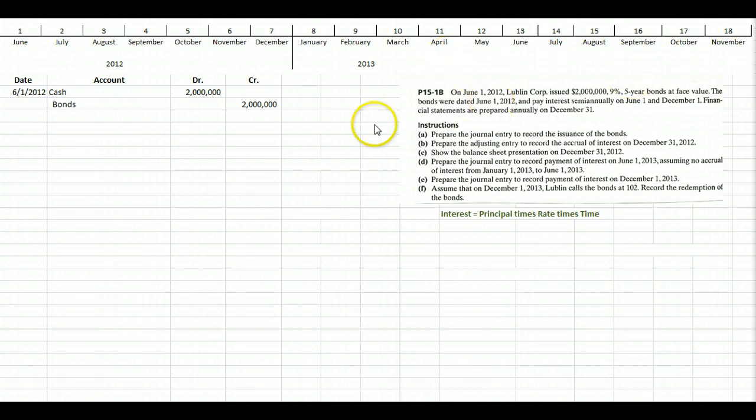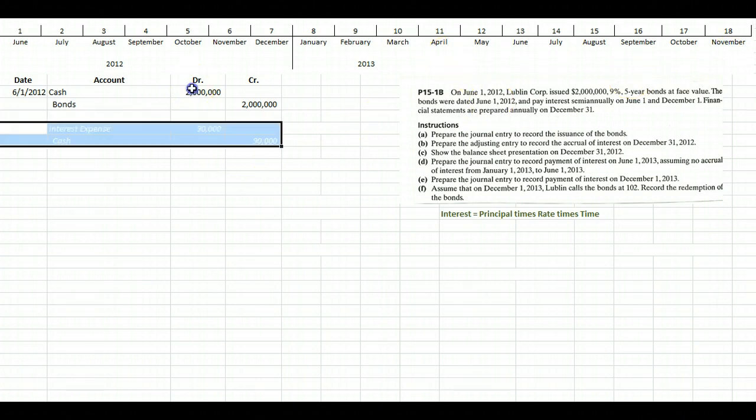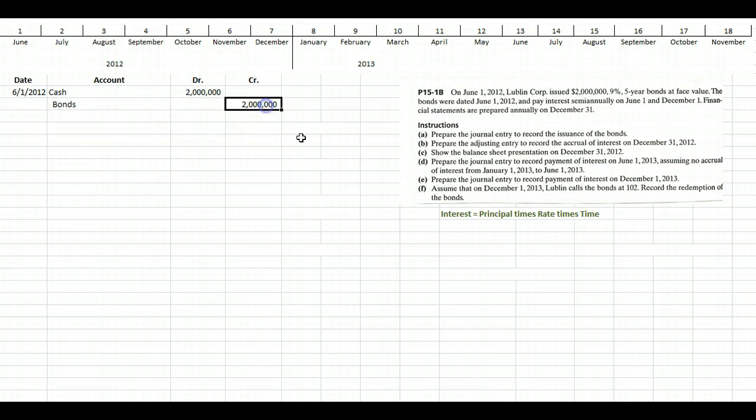On June 1st, this company issues $2 million worth of bonds. So we debit cash for $2 million and we credit the liability account bonds for $2 million. As of the day we issue the bonds, we don't owe any interest. But as each day goes by, interest accrues. So at the end of the first month, at the end of June, we owe 1 month's worth of interest. July, 2 months' worth of interest. August, 3 months, etc.